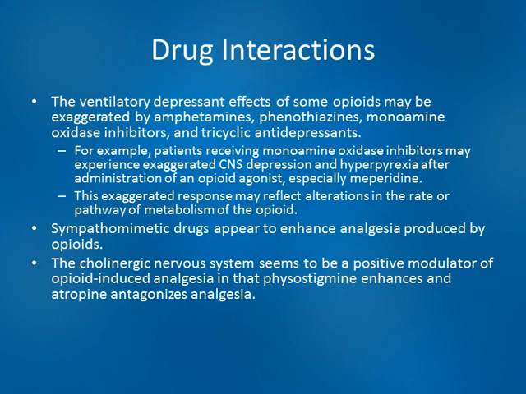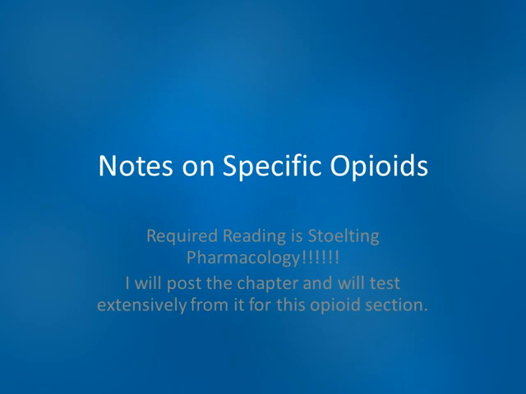At the end of a case, if you by chance administer physostigmine, it appears that physostigmine will enhance your opioid effect. Why does Stoelting specifically spell out physostigmine? It crosses the blood-brain barrier, and in order to have central effects, you have to be able to cross lipid membranes. Any questions on some of the actions? Good. Let's move on to some specific opioids.